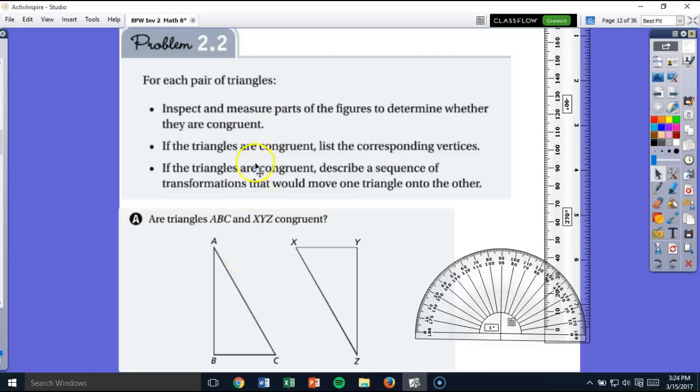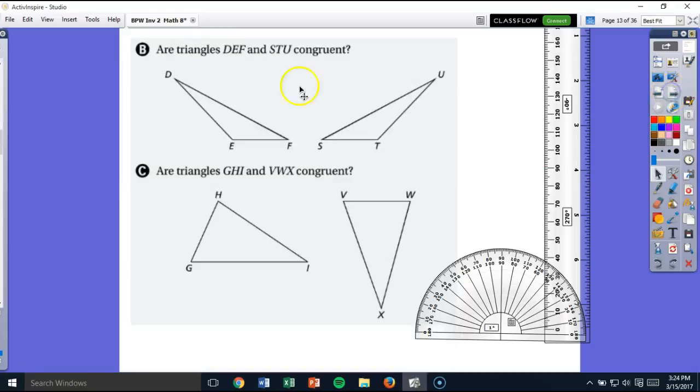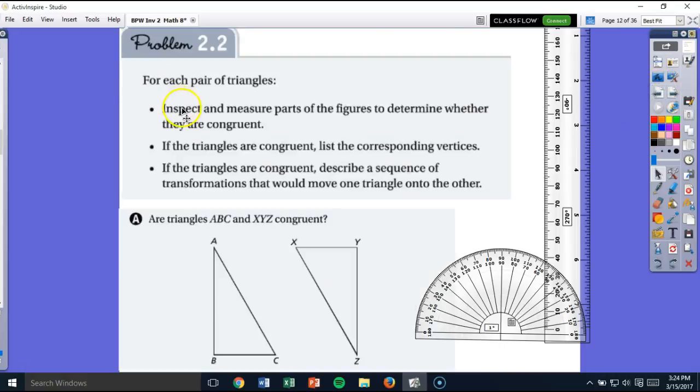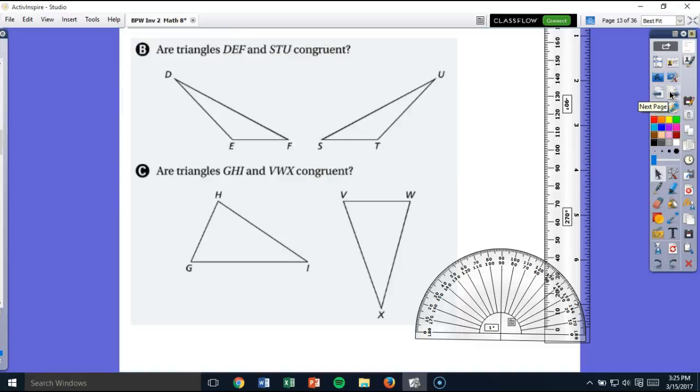So those are the 3 steps for each of these pairs of triangles that I want you to do. Triangle A, triangles B, C, D, E, and F. So for each of them, you're going to fill out all 3 parts, okay? If it is congruent, list the corresponding vertices, and then describe a sequence of transformations that would move the second triangle onto the first triangle.